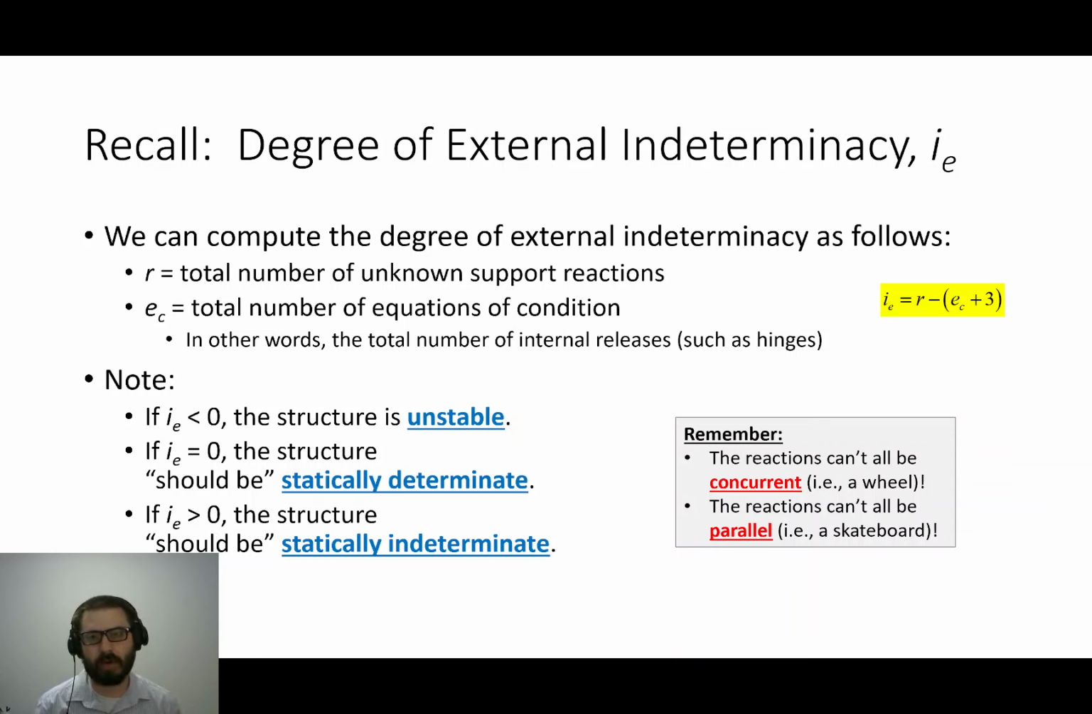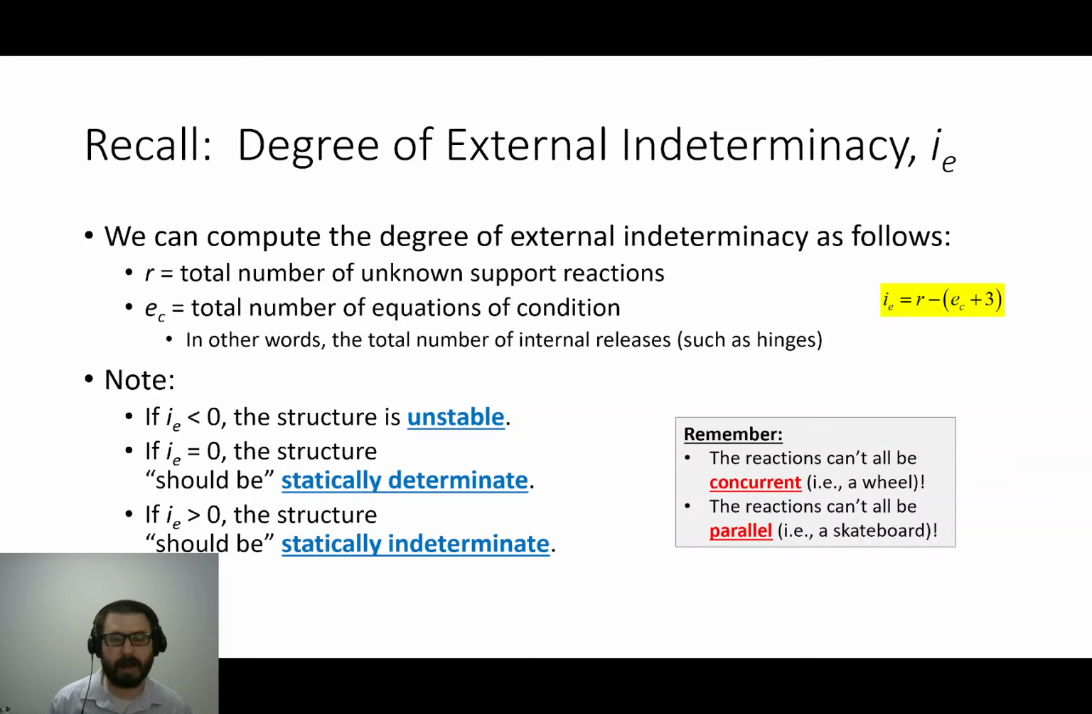Looking at the structure as a whole, we were focused on the number of unknowns being the support reactions, and the number of knowns being however many equations of condition that we had, plus three. That number three arose from the fact that externally we had three equations of equilibrium: the sum of forces in the x direction, the sum of forces in the y direction, and the sum of moments. The structure as a whole had to meet those three equations of equilibrium. So we compared knowns and unknowns, and if they were equal, then the structure should be statically determinate.